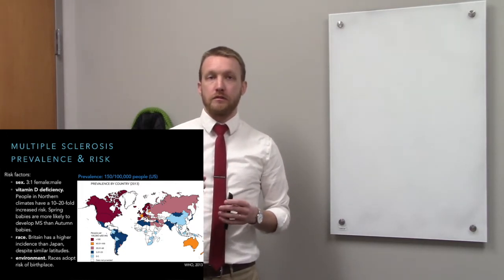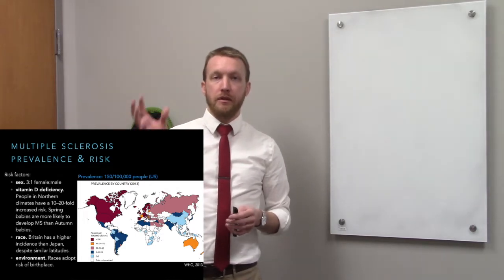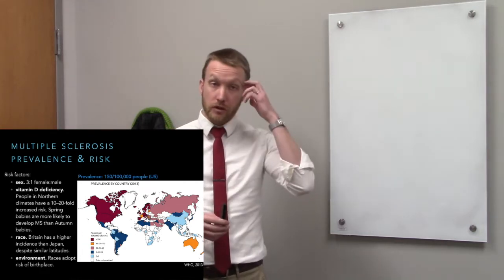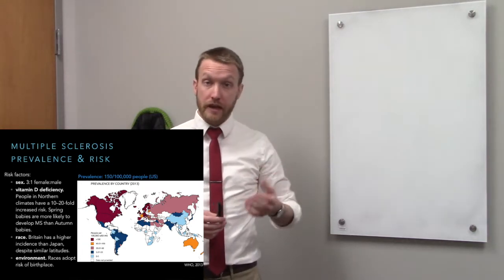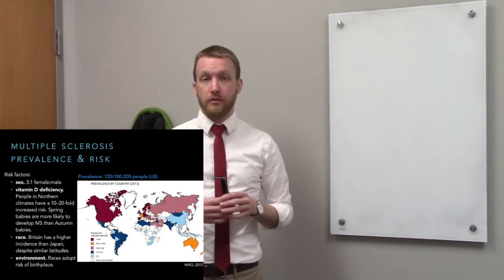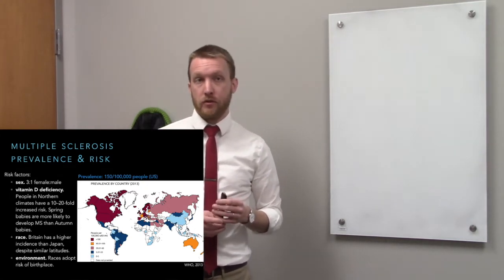Of course, that spring is going to be in different months depending on whether you're northern or southern hemisphere, but the relationship holds true where spring birth is a risk factor as long as you're far enough away from the equator, and autumn births decrease risk for MS.